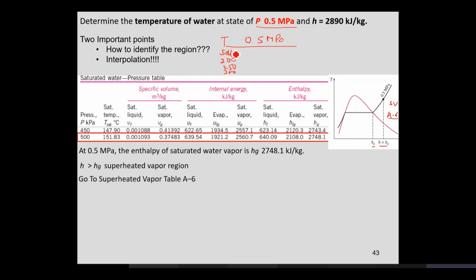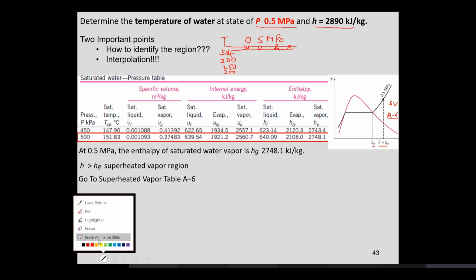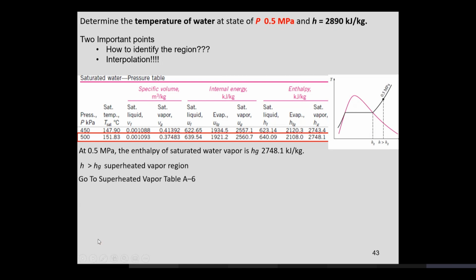Here you have another column where it is written specific volume, internal energy, enthalpy, and entropy. Under enthalpy, you would find out the value of 2890. You locate the value of 2890. The problem comes when the exact value 2890 is not given in the superheated table for 0.5 megapascal. So I'll highlight the values.